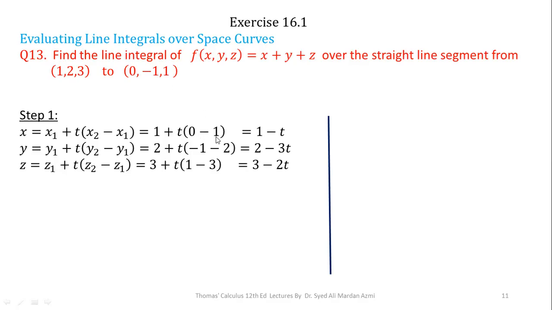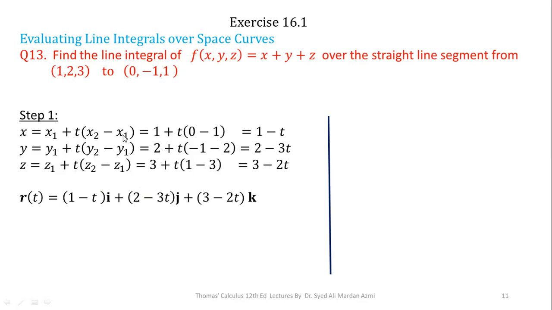So I have replaced x2 with 0, y2 with minus 1, and z2 with 1, x1 with 1, y1 with 2, and z1 with 3. So after simplification, the value of x is 1 minus t, the value of y is 2 minus 3t, and the value of z is 3 minus 2t. Please note that for straight line segments, limits are always between 0 and 1. The value of t lies between 0 and 1.